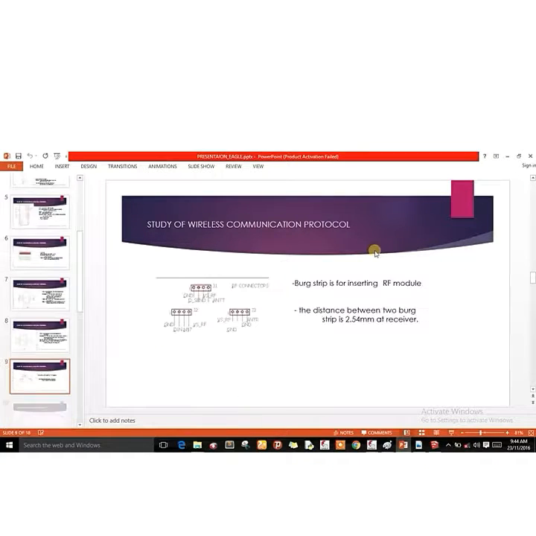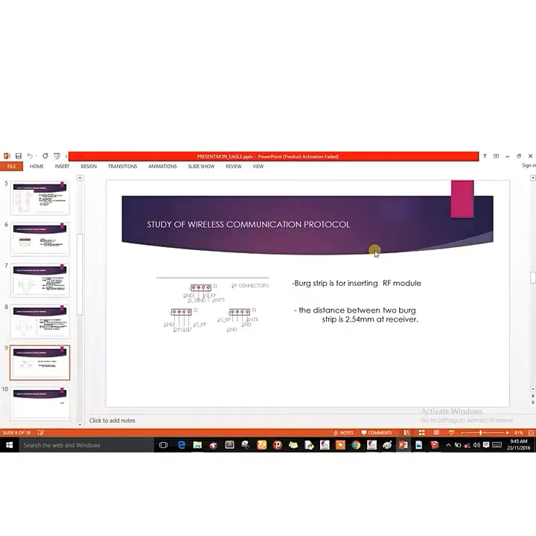Next one is the RF module. To connect the RF module, we took a berg strip for inserting the RF module. The distance between the receiver's two pins is 2.54 mm. So we connected two berg strips at a distance of 2.54 mm.